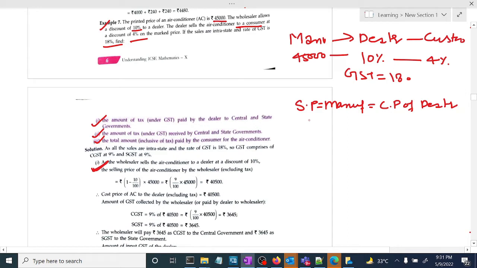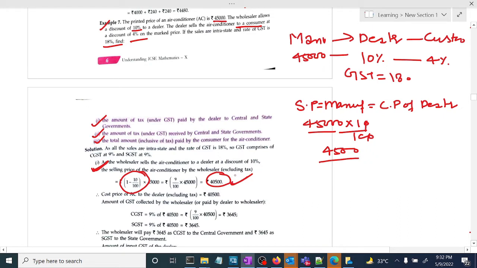So what will be the selling price? Selling price will be 45,000 less 10%, right? So discount will be 4,500 rupees. So if you see here, selling price is how much? 40,500, right? Because in 45,000 there is a discount of 4,500. So selling price is 40,500, right?